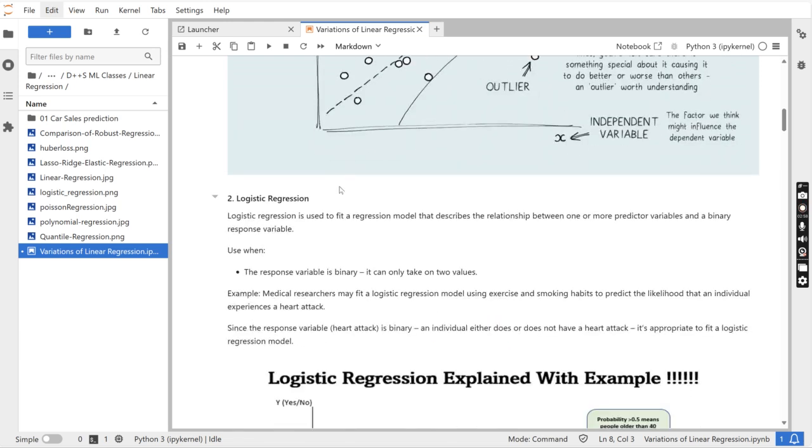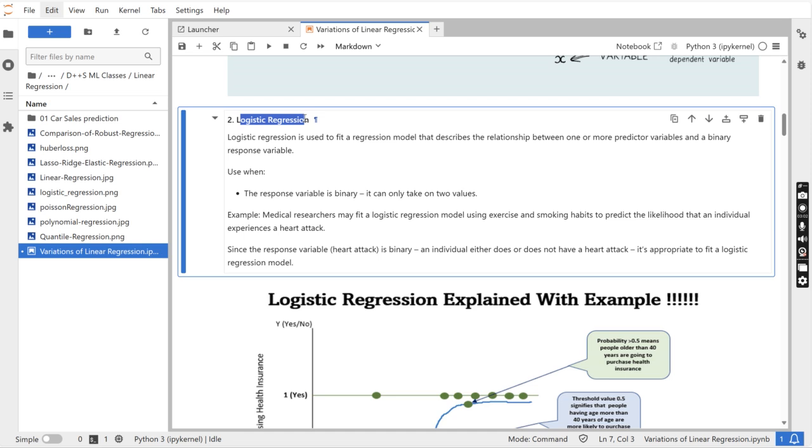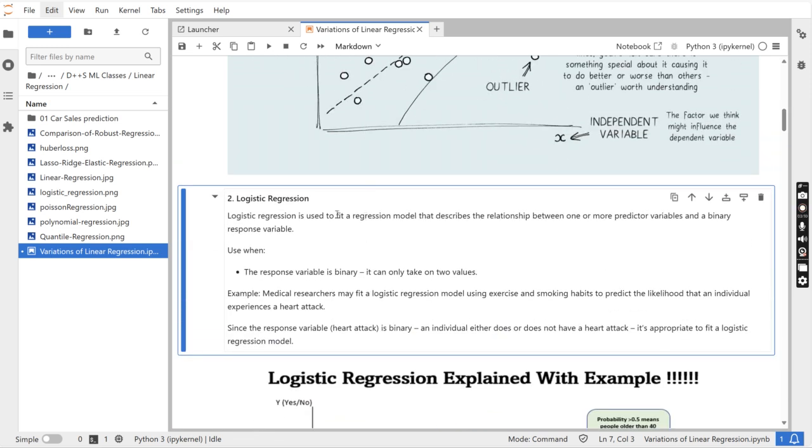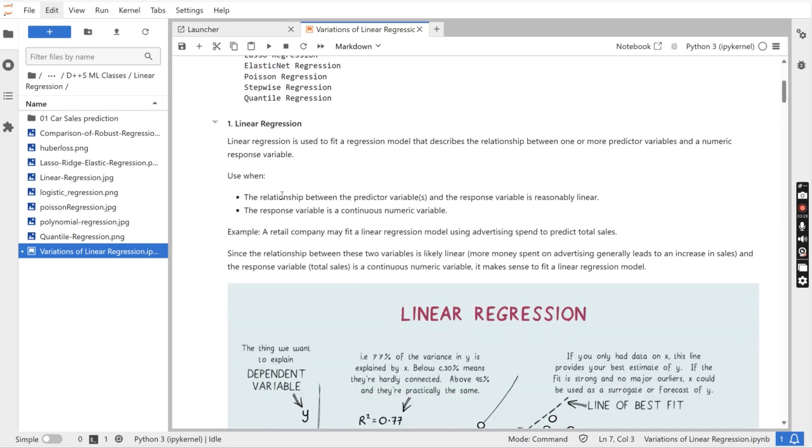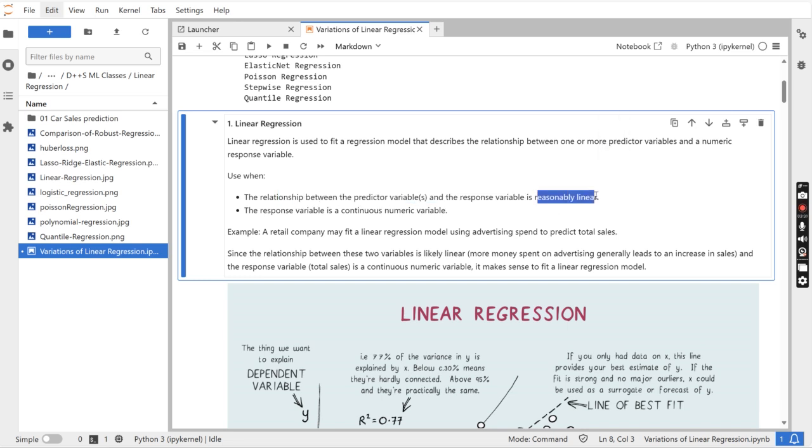The second type of regression is called logistic regression. Logistic regression is again just a variation of linear regression. So here also you're fitting a regression model to capture the relationship between the independent and dependent variables. Now the question is when to use it. In linear regression, if you go back, we use it when the relationship is linear and whatever prediction you are trying to do should be a continuous numeric value. That is when we use linear regression.